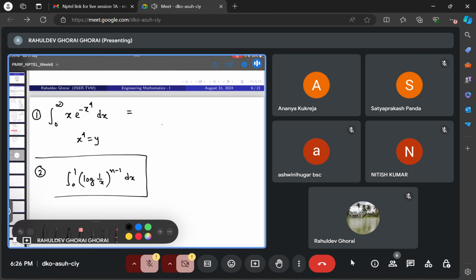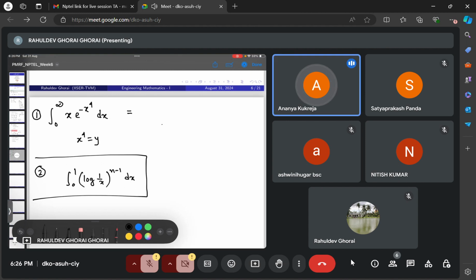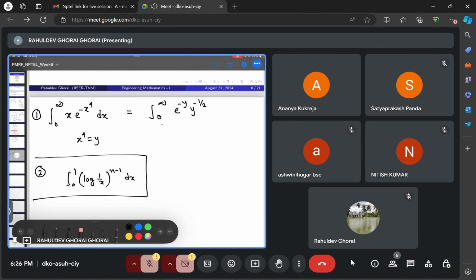Okay, so this second one I am not doing now, I will do it later. First this one. What you got? Tell. Integral 0 to infinity of e to the power minus y into y to the power minus 1 by 2, minus 1 over 2, dy. Yes, sir. Okay, so that dy.